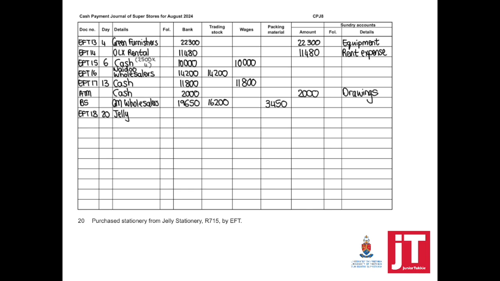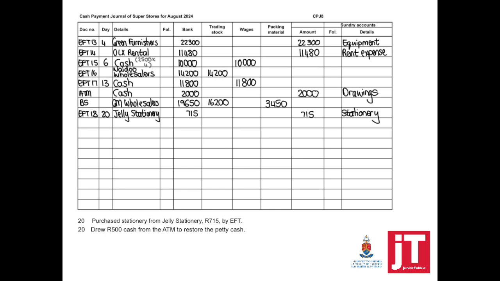Source document EFT number 18. On day 20, from who did we purchase? Jelly Stationery. For how much? 750.15. There's no money column open, so it goes under sundry accounts.